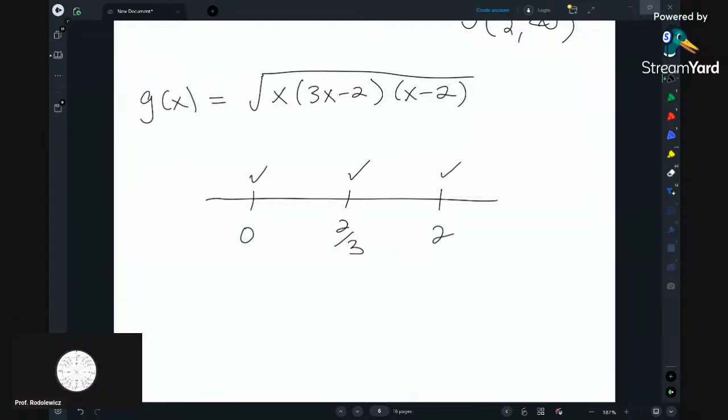-1, -2. I like -1. -1, 3 times 2. So what happens when you get -1? What value does that make? And you can use a calculator here. I'm going to give you a minute.